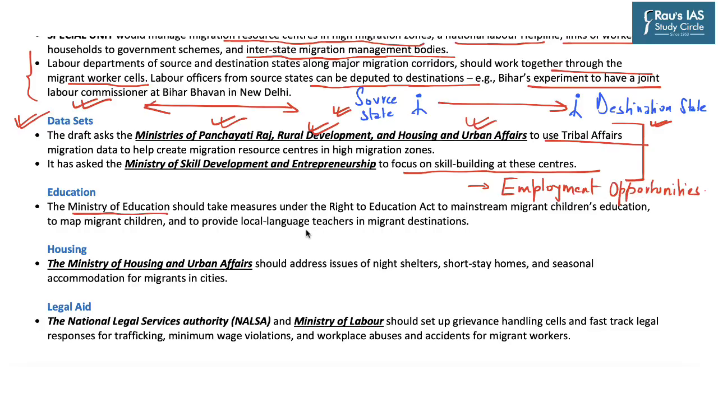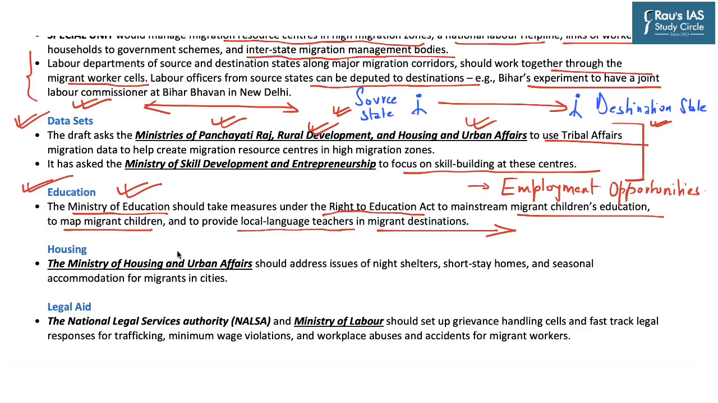Now, the draft also focuses on the education of the children of such migrant workers, and here it has asked the Ministry of Education to take measures under the Right to Education Act to mainstream migrants' children's education, to map migrant children, and also to provide local language teachers in migrant destination. So this step is to provide proper education to the children of such migrant workers.